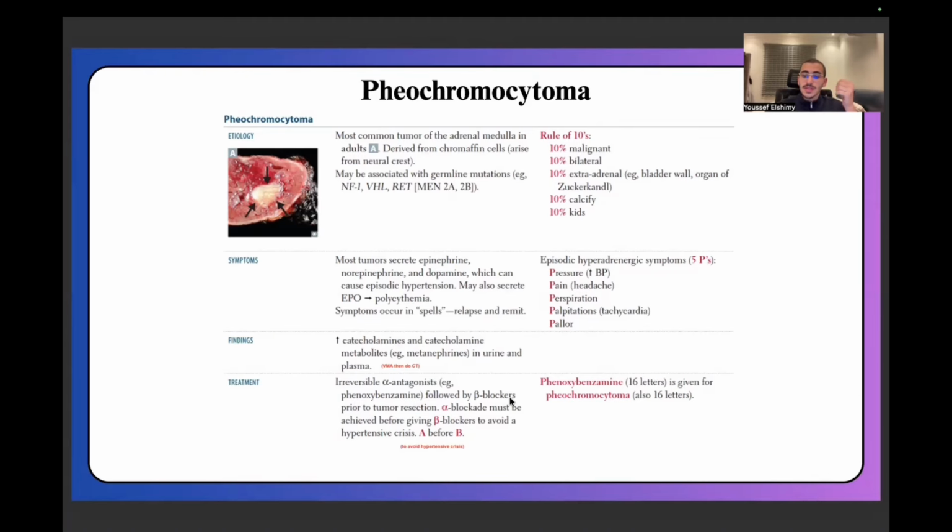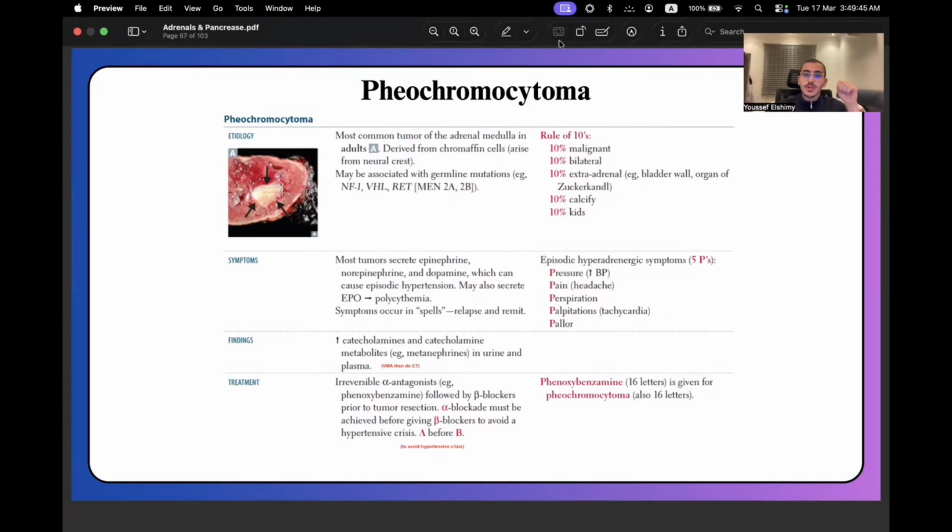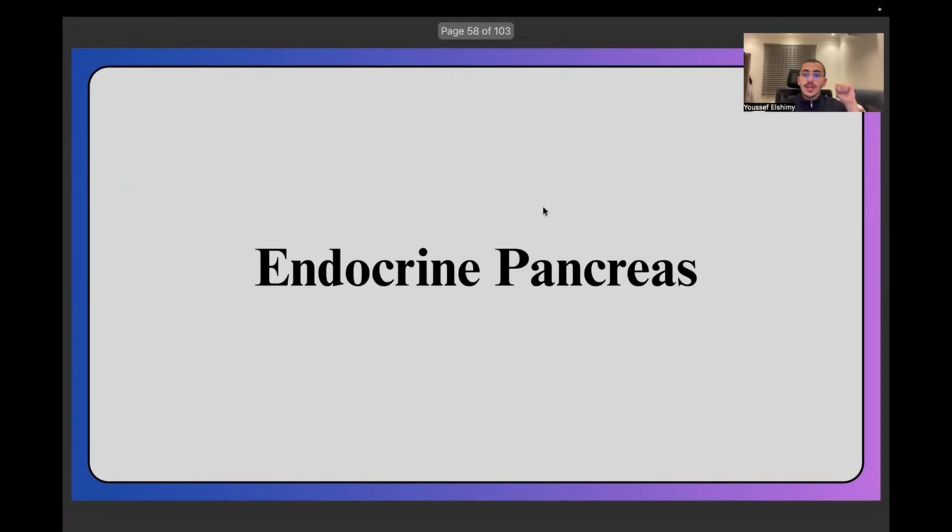And also phenoxybenzamine is used to treat pheochromocytoma. But you don't have to know all of these, just for your knowledge. And that covers the adrenal part. Then we're going to move on to the endocrine pancreas.